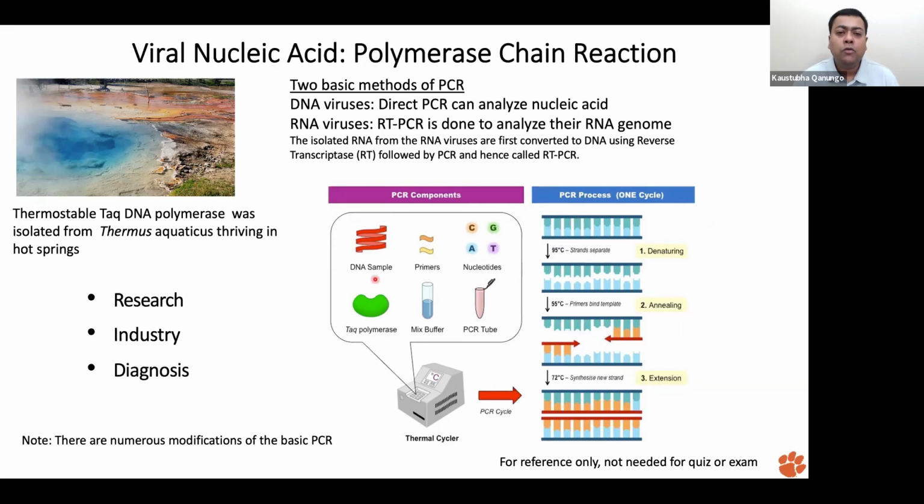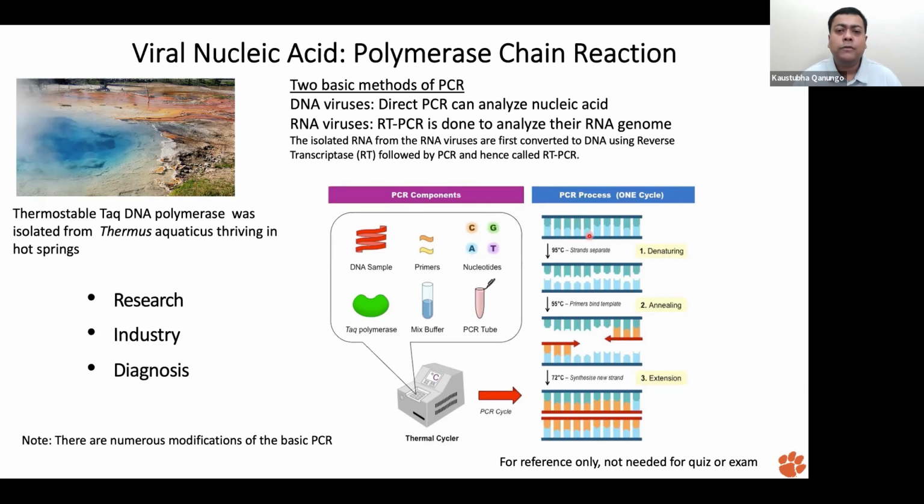You will use primers, and these primers are very specific to your virus. So if you are talking about different viruses, we have to do things a little differently. This PCR reaction only amplifies DNA, not RNA. So if you have an RNA virus, you have to do it a little differently. For the DNA viruses, direct PCR can analyze the DNA nucleic acid.